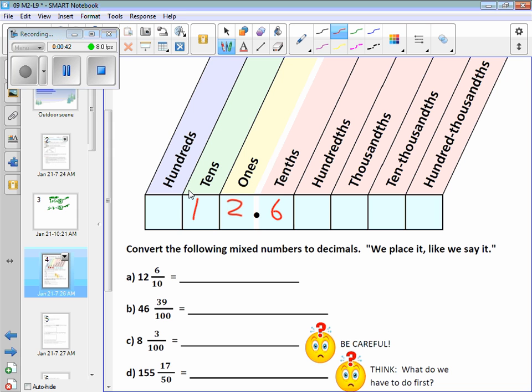We say it like we place it. The decimal is going to be the word and. So what we're saying is 12 and 6/10. Okay? What about the second number?